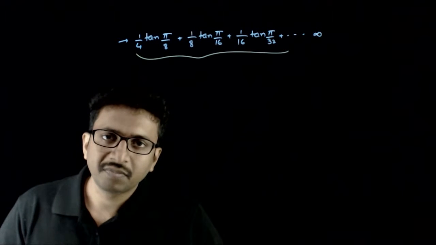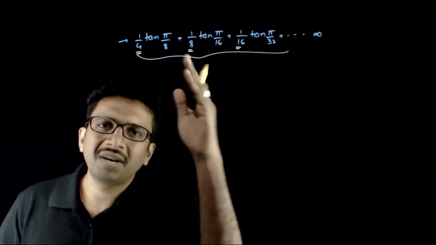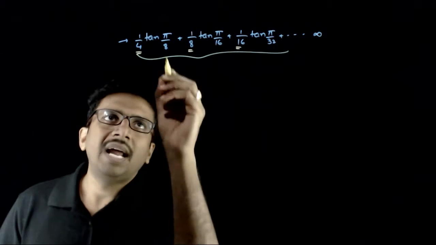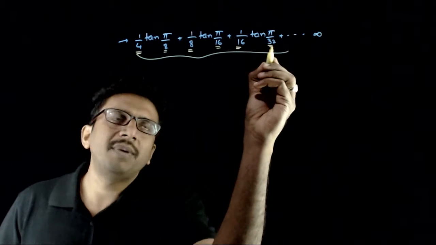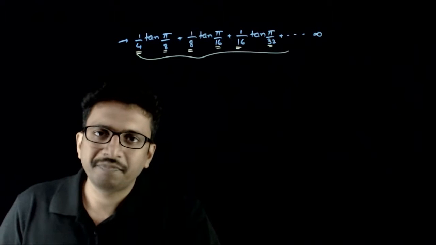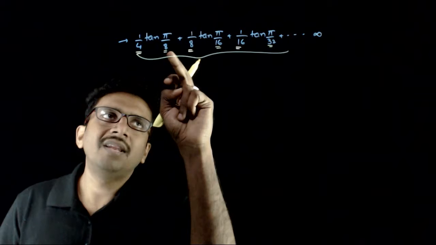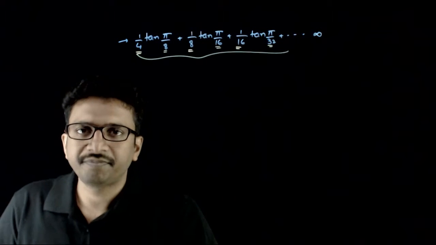by 32, and so on. As you can see, 1 by 4, 1 by 8, 1 by 16 are getting multiplied by 1 by 2, and pi by 8, pi by 16, pi by 32 are also angles which are getting multiplied by 1 by 2. So the coefficients which are given are in GP, and the angles which are given are also in GP.